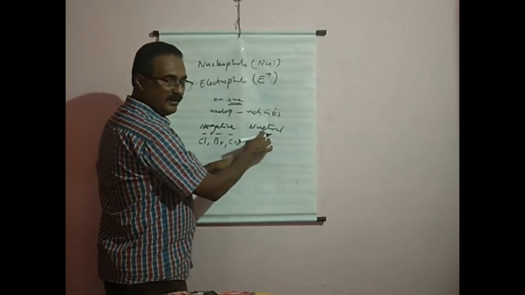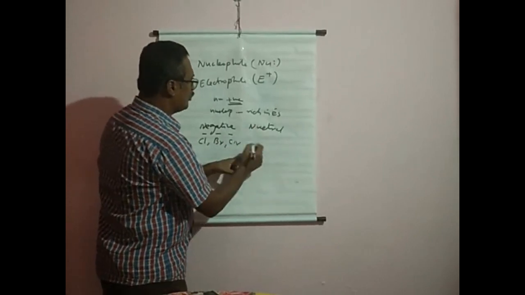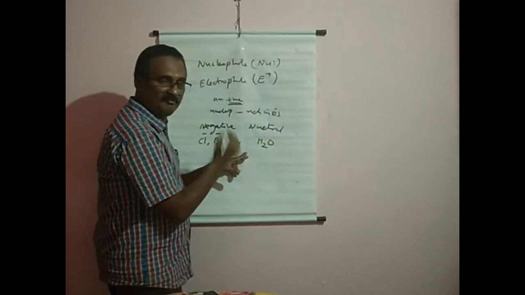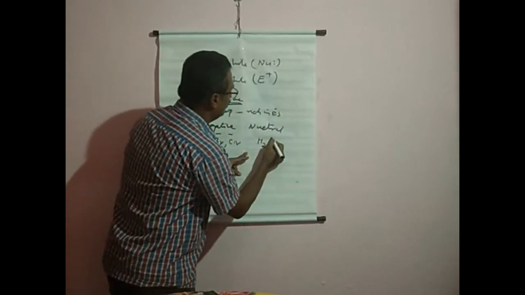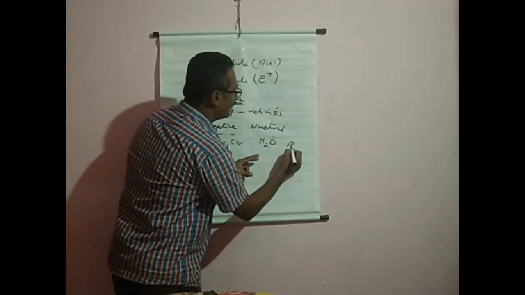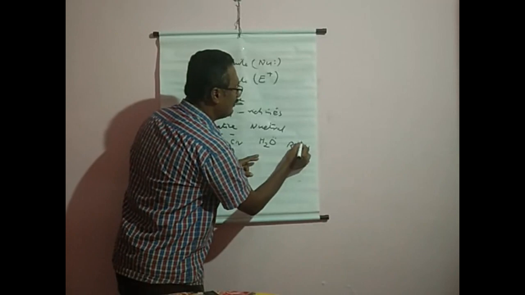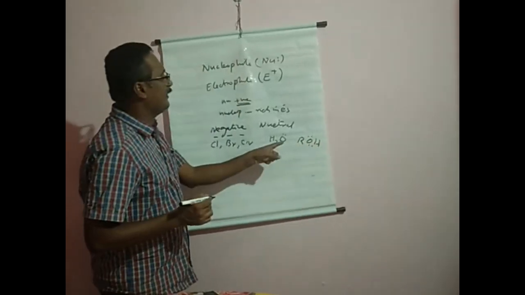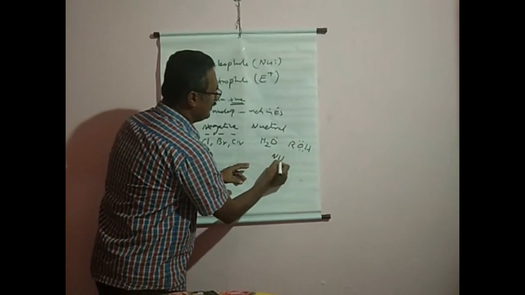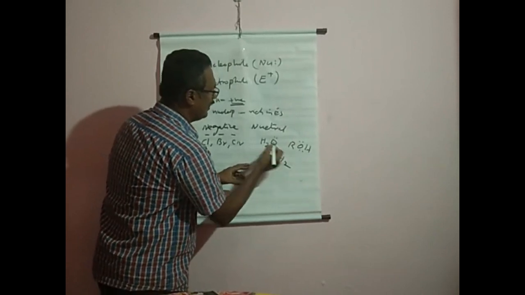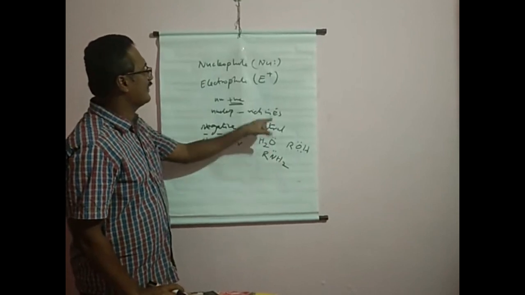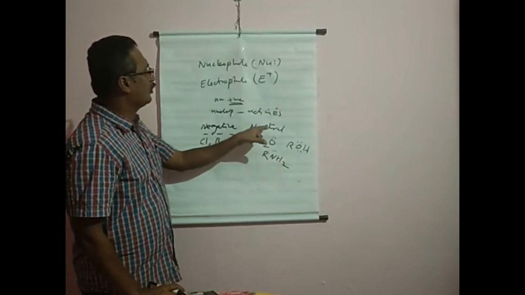Examples of neutral nucleophiles are water. It should be rich in electrons. Where do the electrons come from? From the lone pairs of electrons on the oxygen atom. Alcohols are also electron rich, with lone pairs on the oxygen atom. Amines, ammonia, etc. are also rich in electrons, with lone pairs. These are examples of neutral nucleophiles.